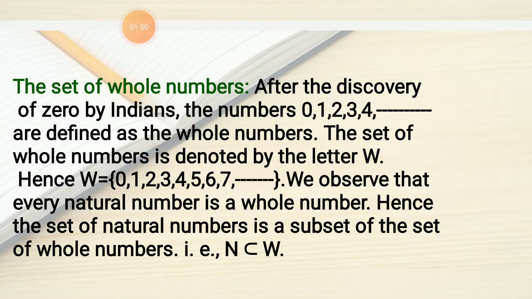We observe that every natural number is a whole number. Hence, the set of natural numbers is a subset of the set of whole numbers, that is, N subset of W, because natural numbers are 1, 2, 3, 4, 5, and so on. Whole numbers are 0, 1, 2, 3, 4, 5, 6, and so on. So every natural number will be a whole number.